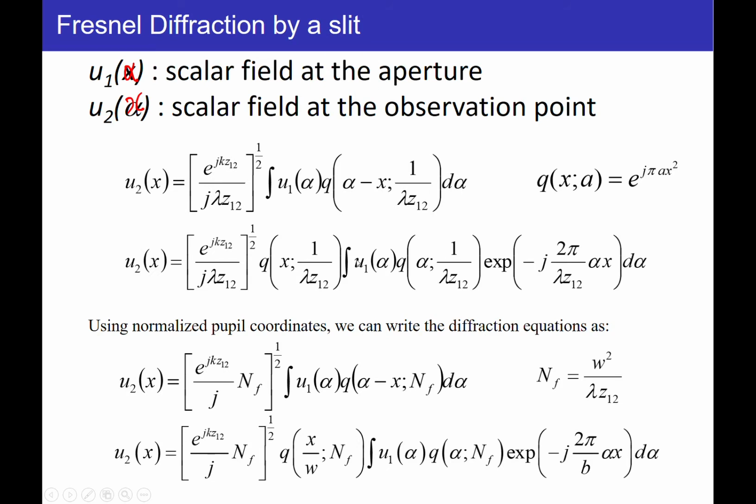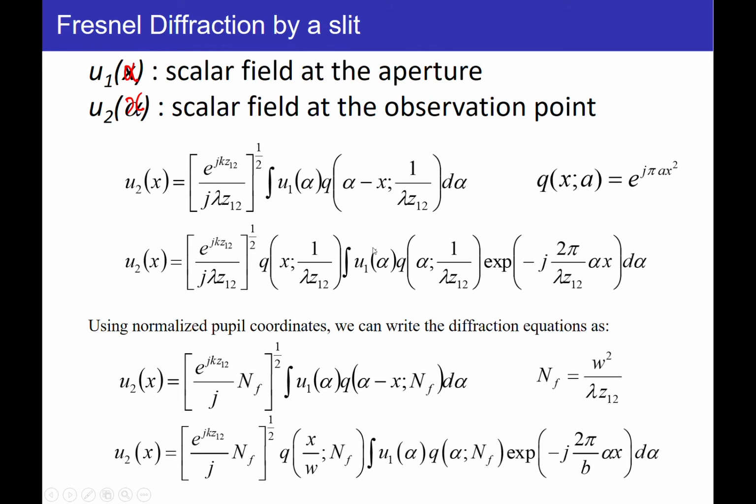But what we are going to do is that we have two parameters. One is the x dependence, and then it is given as another external parameter, which is 1 over lambda times 1 over z12. Z12 is the distance between the two planes. Okay, so it's the observation plane and the aperture plane.